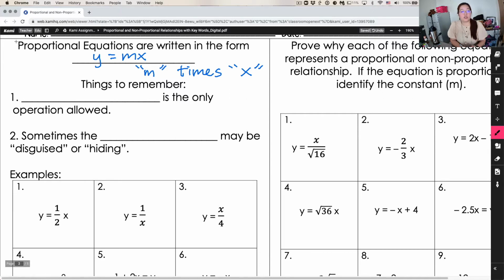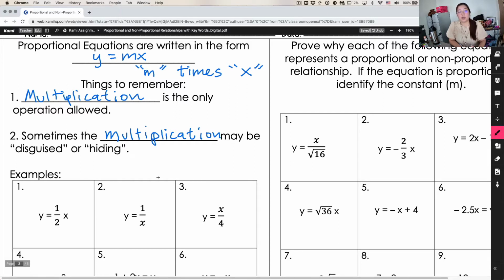So for proportional relationships, proportional equations, multiplication is the only operation allowed. So we can only have multiplication. If we have anything being added or subtracted, then we're no good. That's not going to work. Sometimes the multiplication may be disguised or hiding. And I'll show you what that means.